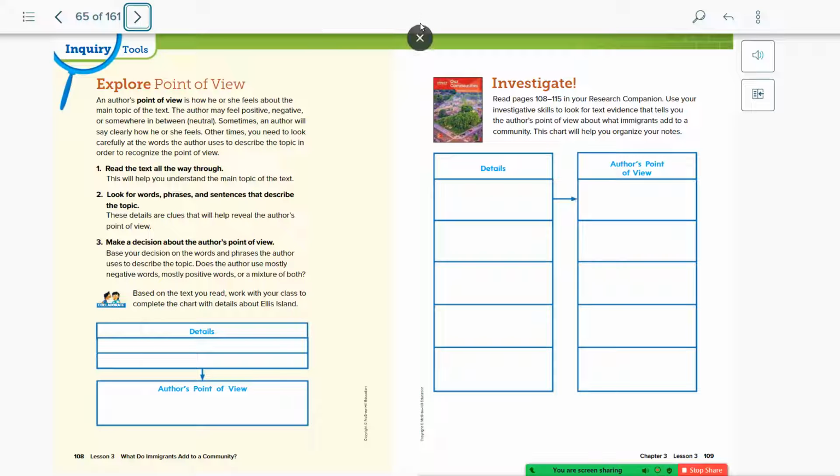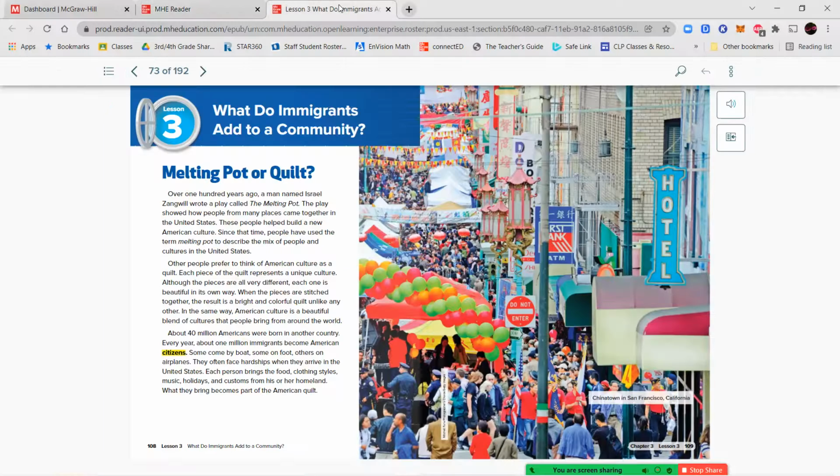Let's go ahead and jump into our textbook. What do immigrants add to a community? Melting pot or quilt?